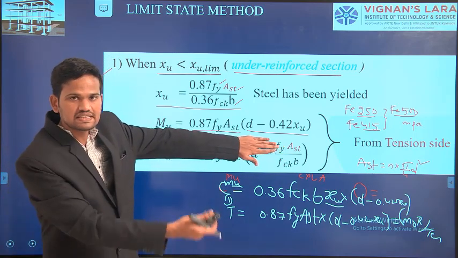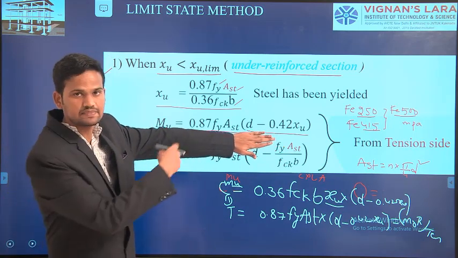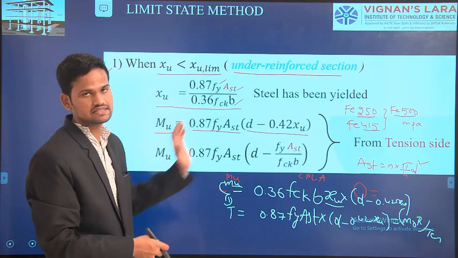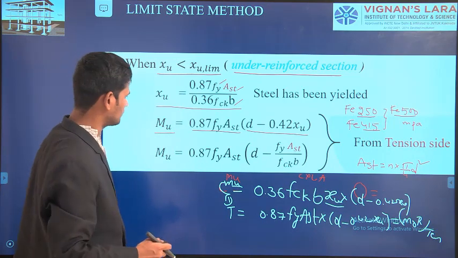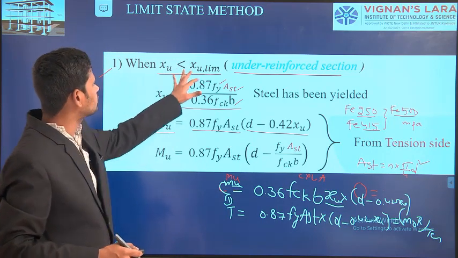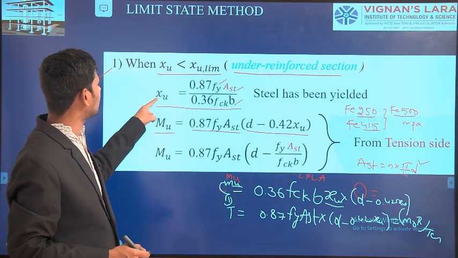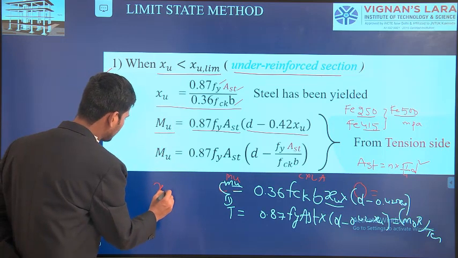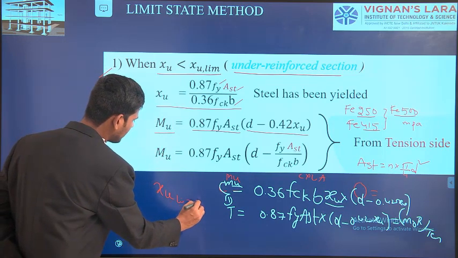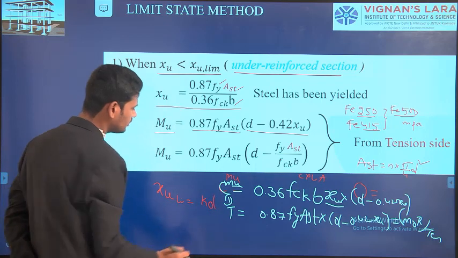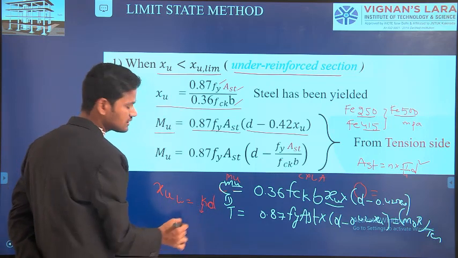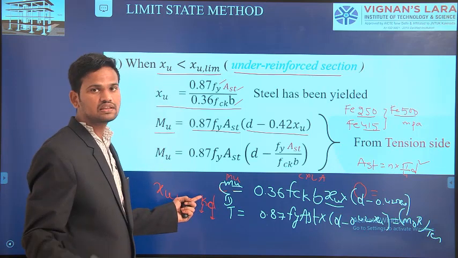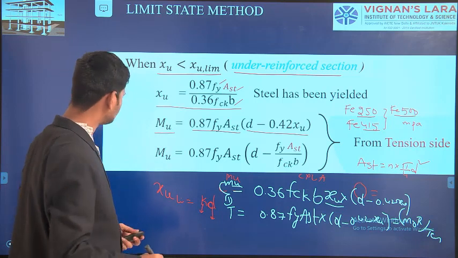This formula we will discuss while calculating the expected problems, while deriving the design steps of a problem. Okay, this is the formula for when xu is less than or equal to xu limit. Xu we calculate from this formula, and for xu limit we also have a formula. Already we know xu limit equals k into d, where k is the neutral axis constant and d is the effective depth. For different grades of steel, the k value may vary.